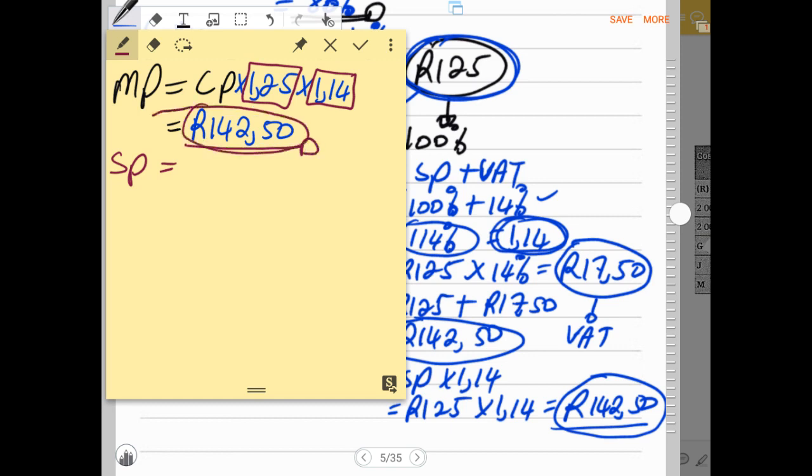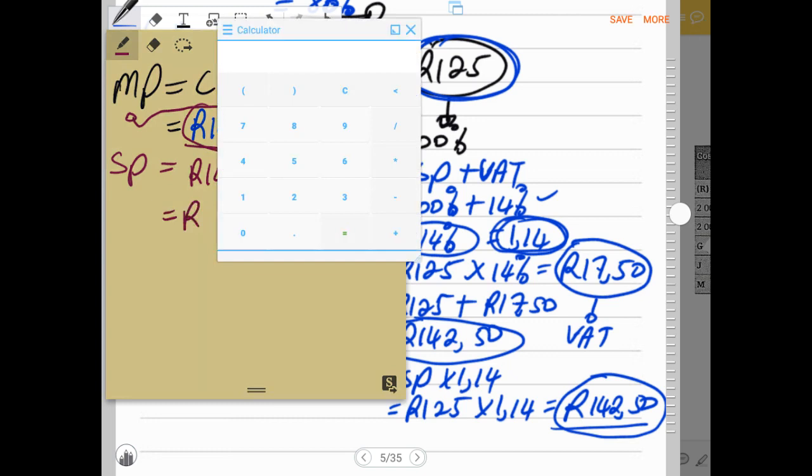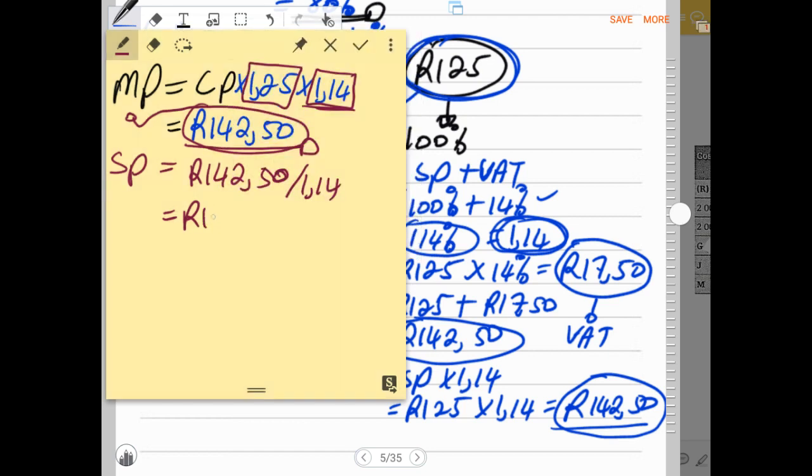If you are given the markup amount where VAT is already included, and you want to determine the selling price, your selling price will be equal to 142 rand 50 cents. We remove the last part that was added, which is VAT. We just divide that by 1.14, and this will give us the selling price. 142.50 divided by 1.14 gives us 125.